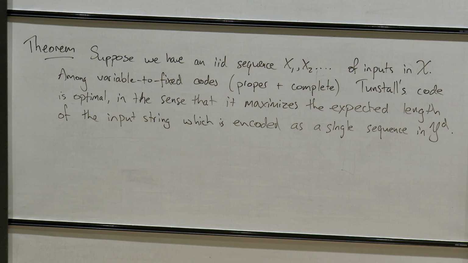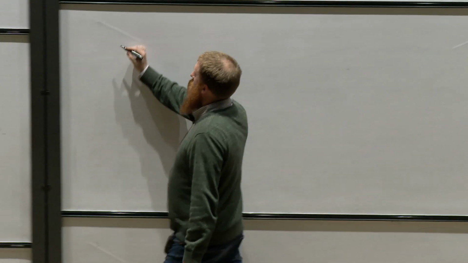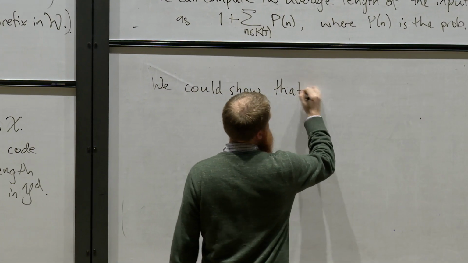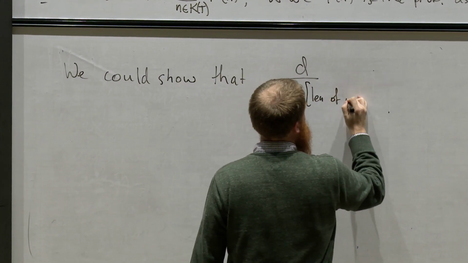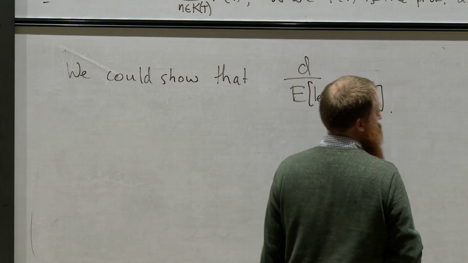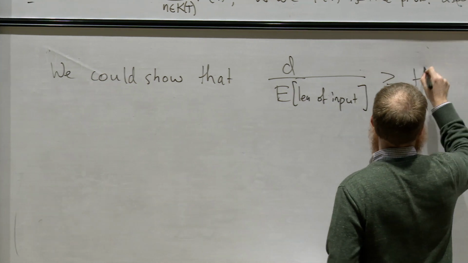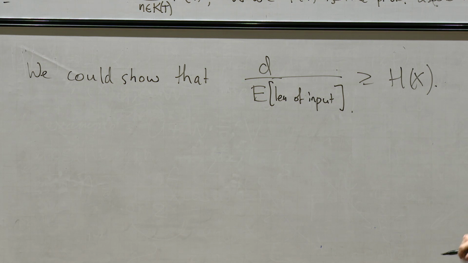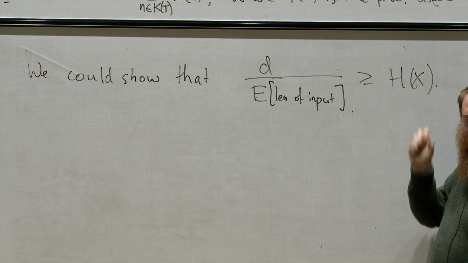Okay, there are various other results that we could show. For example, we could show that d over the expected length of input must be greater than or equal to H(X). So we still get the Shannon bound in a different form, where we now have the expected length of the input and just a single output here.